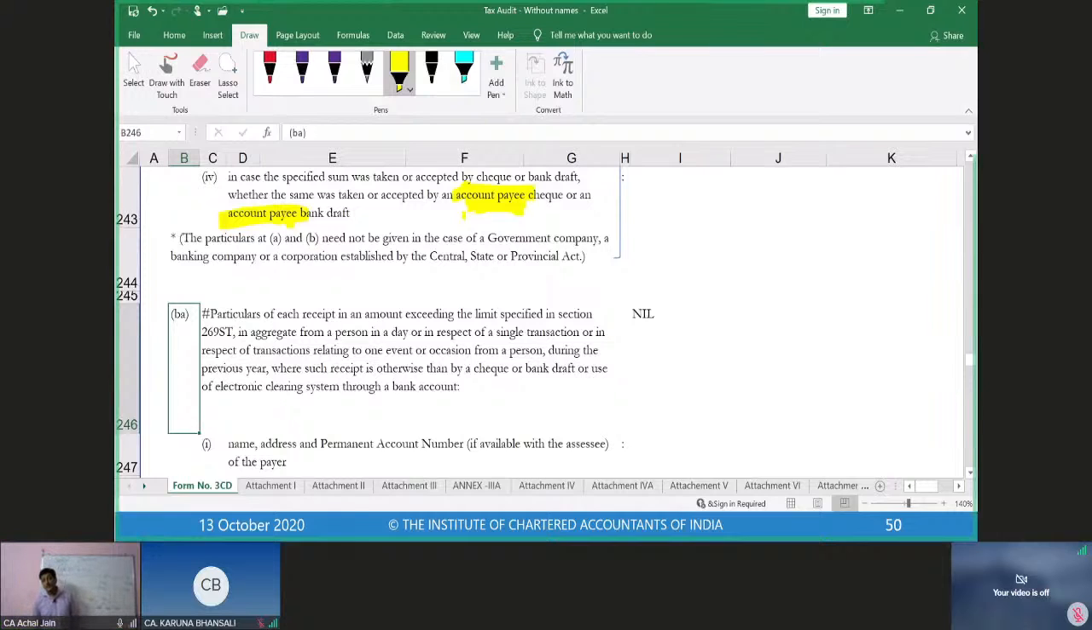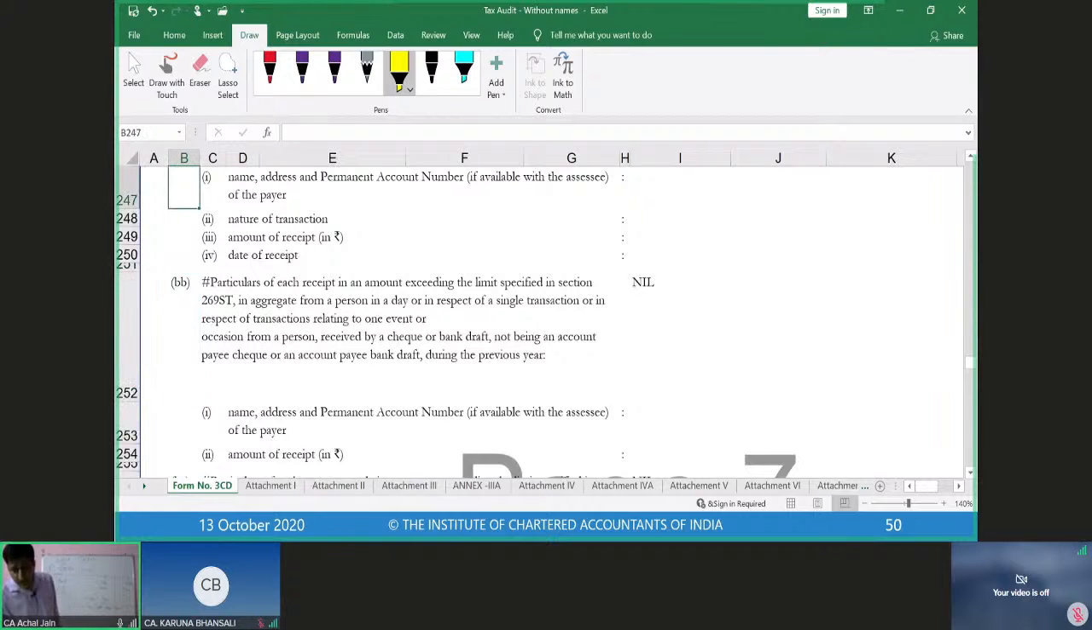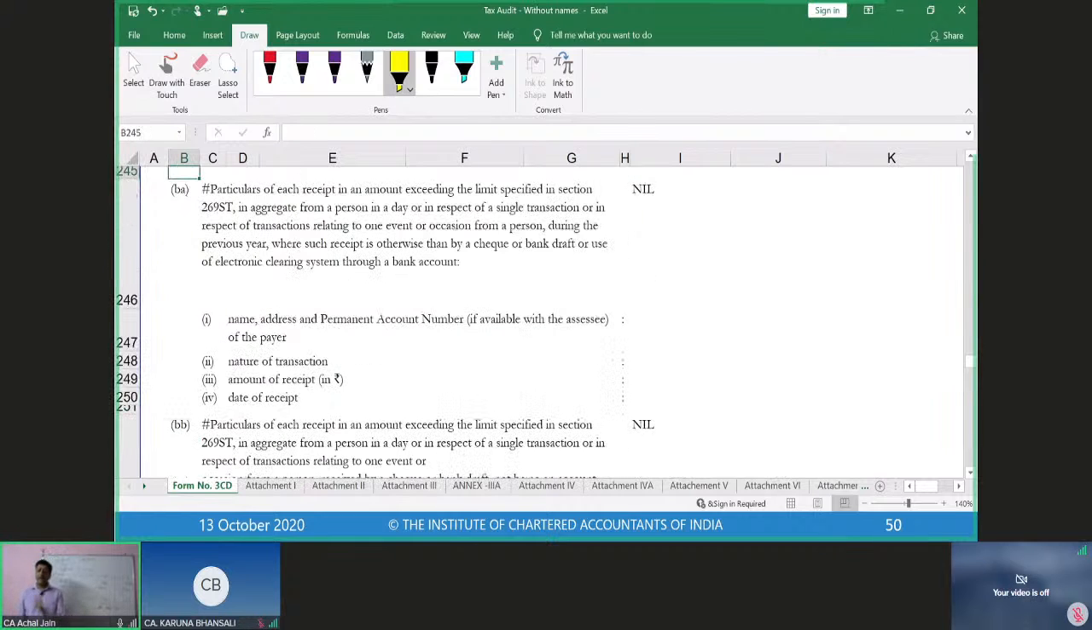These are some other types of receipts which are specified under section 269ST, wherein again, if you will see, most of those details are similar to what we have discussed above. Name, address and PAN number of the payer. Payer means the person who has paid this amount. Nature of the transaction. Now that is important because herein the nature is not clear, something which we knew in case of 269SS in 31A, 31B. So that's why nature has to be specified. Amount of the receipt, date of the receipt. So these four things are required to be furnished in this case.